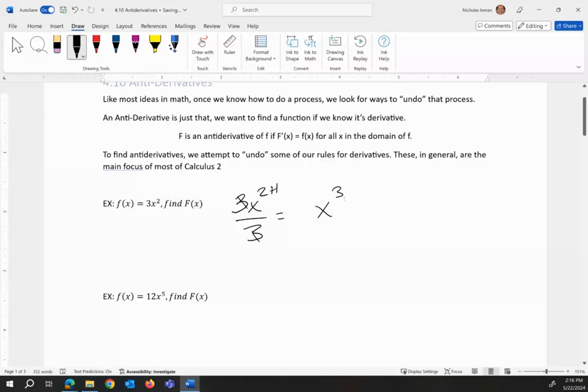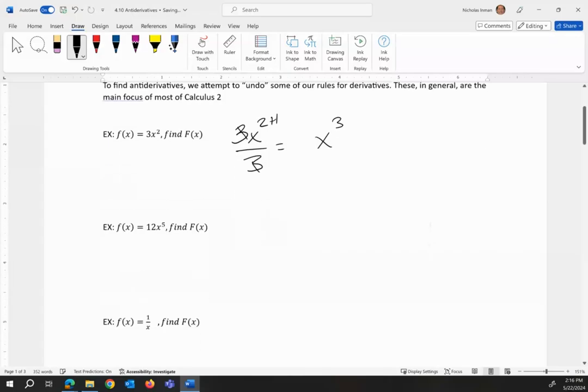Let's try that again. If we took the derivative of this, the 3 would move to the front, so 3x squared, and we take away 1 from the power. So again, for an antiderivative, we add 1 and then divide by that new power. The power moved in front, so we have to divide by it, and subtract 1 from the power, so we have to add 1 to the power. Now you can always double check your answers by just taking the derivative and seeing what happens.